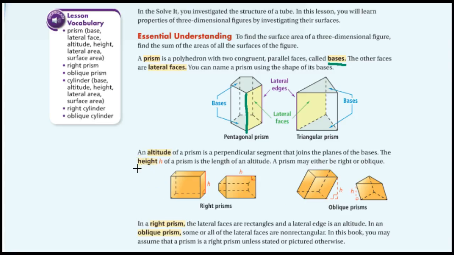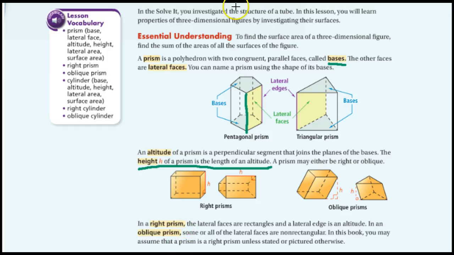Now, what's the difference between an altitude and a height? The altitude is the actual segment. It's actually what you're drawing there. The height is a number. It's the length of the altitude. So we use the length when we make calculations, but when we talk about the altitude, we're pointing to a figure. All right, we could talk about a right prism and an oblique prism, but that's not really important for this problem.